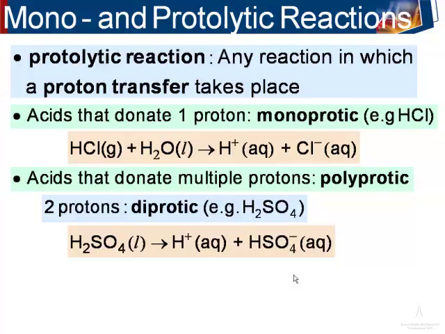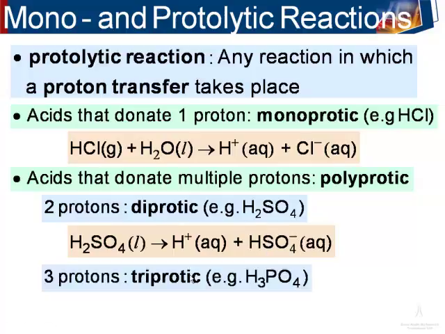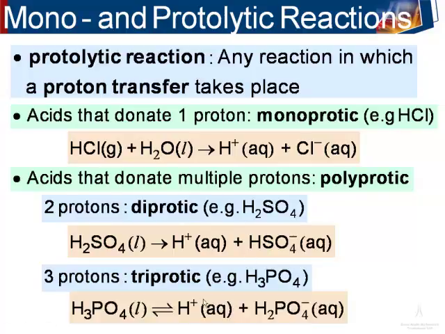And that is how it donates its two protons. It can donate the first one and we are left with HSO4-, but it can also donate that proton, leaving it with SO4 2-, so it's diprotic. Another example is phosphoric acid, which is triprotic because it has three protons to donate. So it can donate one and we are left with H2PO4-, can donate another one and we have HPO4 2-. It can donate a third one and we are left with PO4 3-. So sulfuric and phosphoric acid are referred to as polyprotic, but specifically the sulfuric is diprotic and the phosphoric is triprotic.